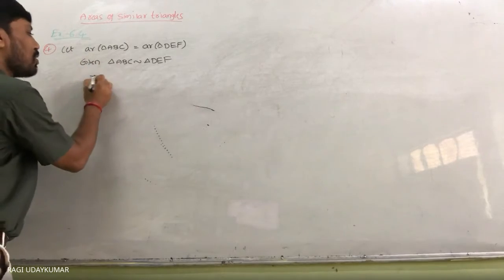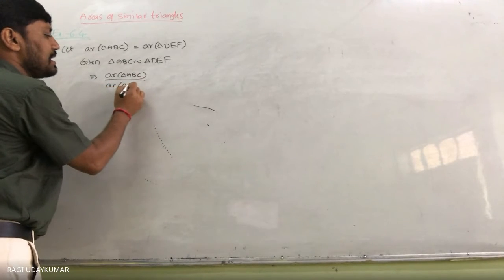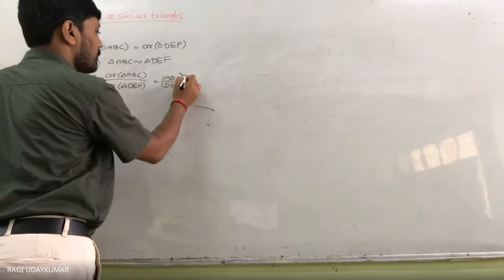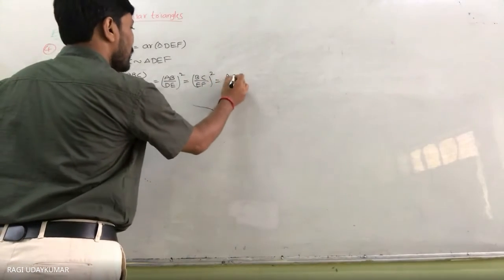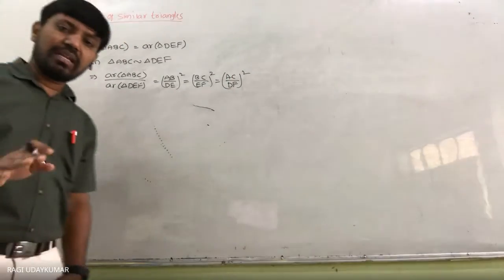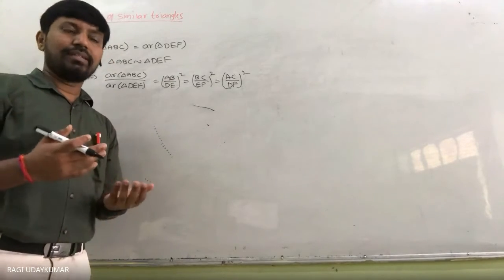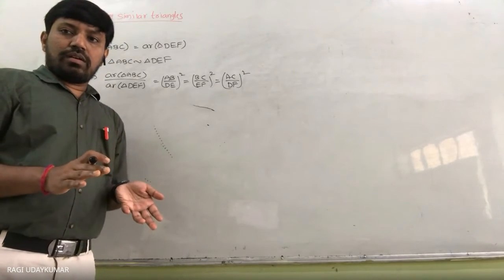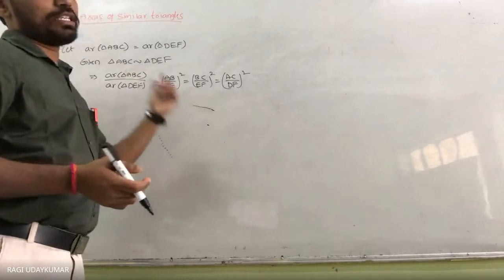So this implies that area of triangle ABC by area of triangle DEF is equal to AB by DE whole square, is equal to BC by EF whole square, is equal to AC by DF whole square, isn't it? If two triangles are similar, the ratio of the areas of the two triangles is equal to the square of the ratio of their corresponding sides.